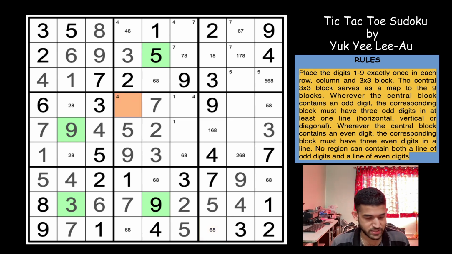This red cell must take 4, 6, and 8. 6 is ruled out. I'll remove the 6 from there.